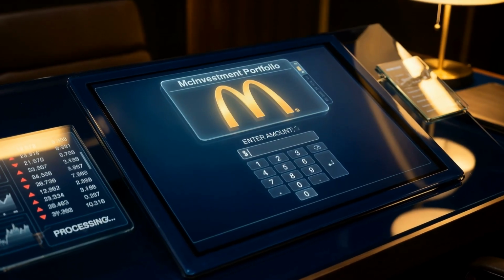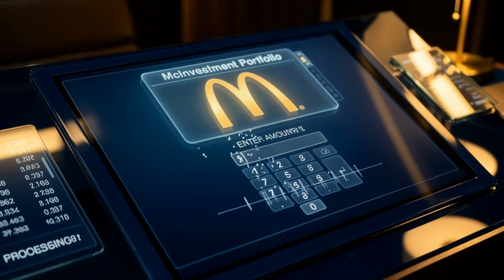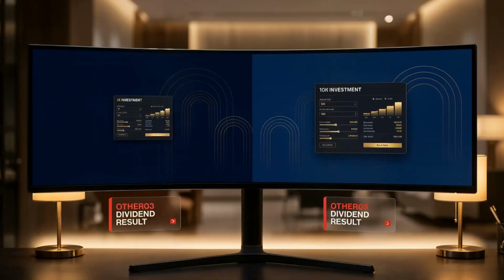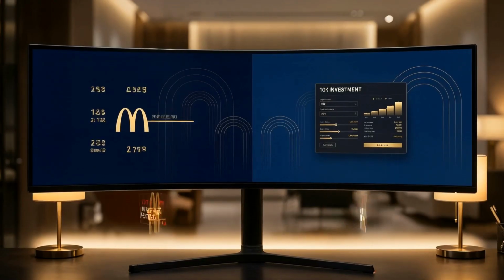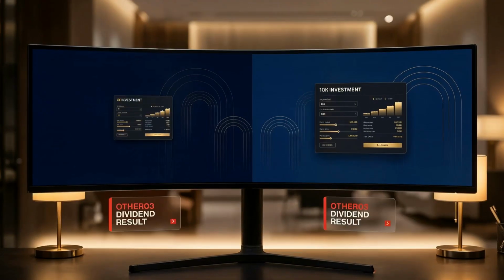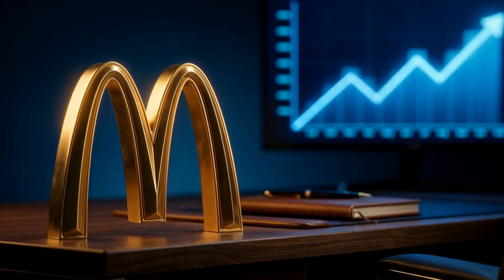Now let's scale up to $10,000. The formula stays the same. Shares equal 10,000 divided by P. You can see how the math scales linearly. You're getting exactly 10 times the shares and 10 times the dividend income compared to the $1,000 investment. This is the power of putting more capital to work in dividend stocks.